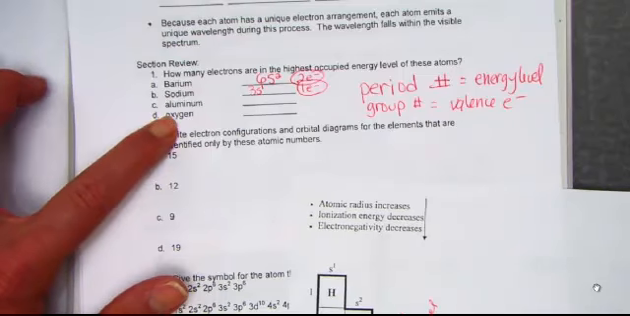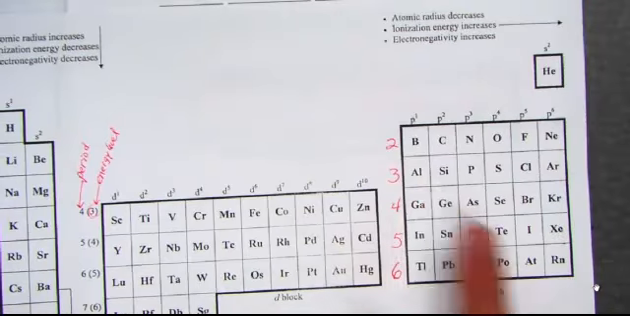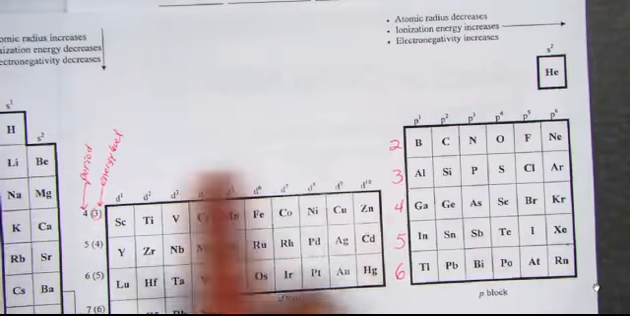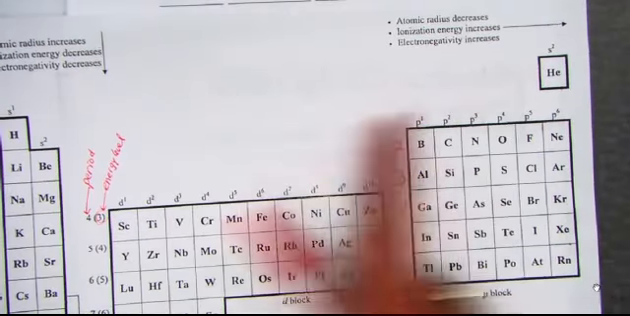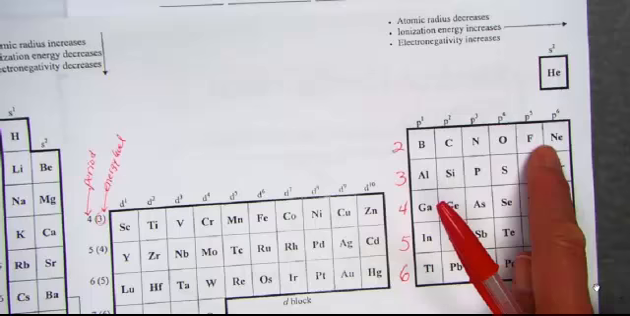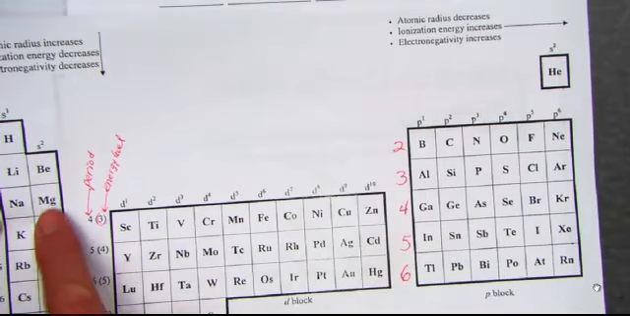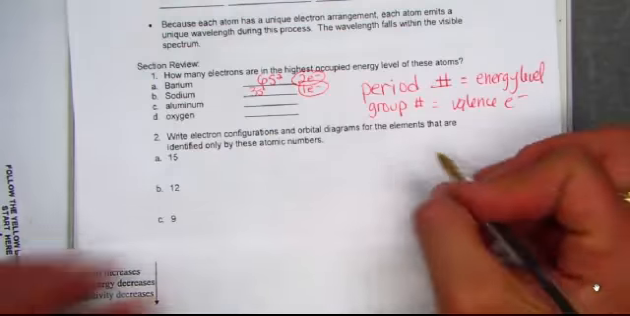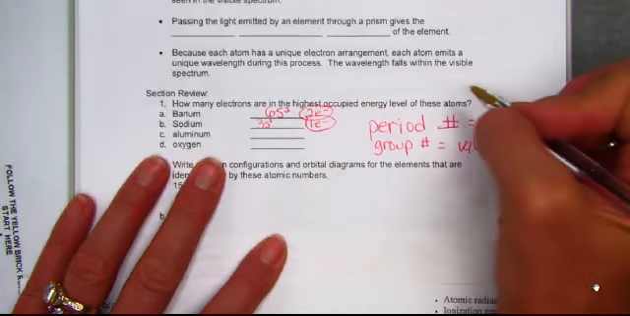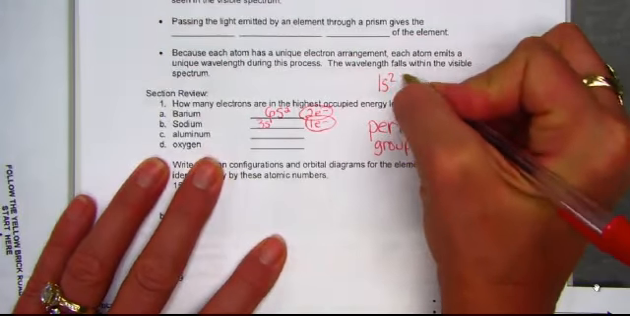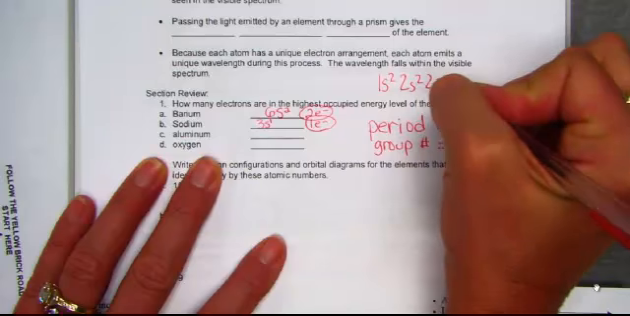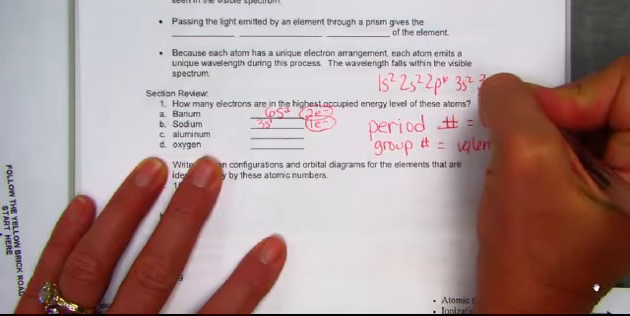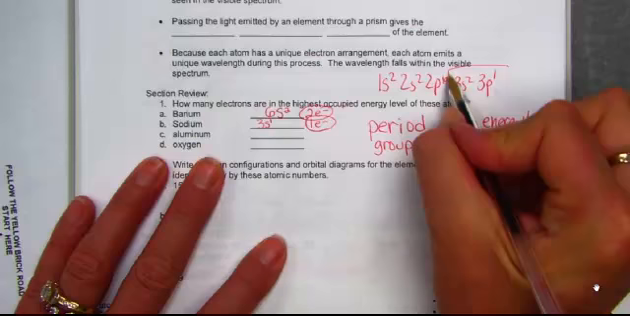What about aluminum? Aluminum, its configuration, 1s2, 2s2, 2p6, 3s2, 3p1. I'm going to write that. I'll have room right here. 1s2, 2s2, 2p6, 3s2, 3p1.